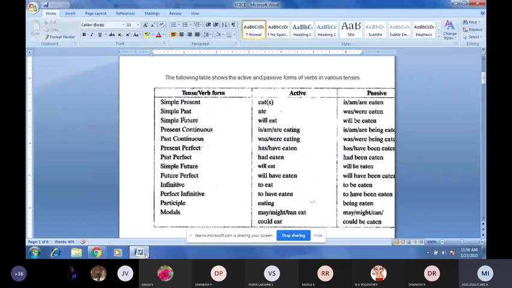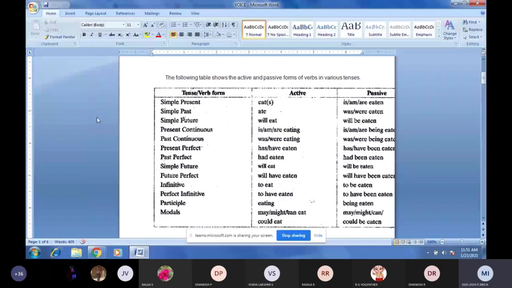Only focus and main focus is to be done with the verb form. So eat is a verb. One sentence is there with the word eat. Okay, so how is eat going to be changed for all kinds of tenses?